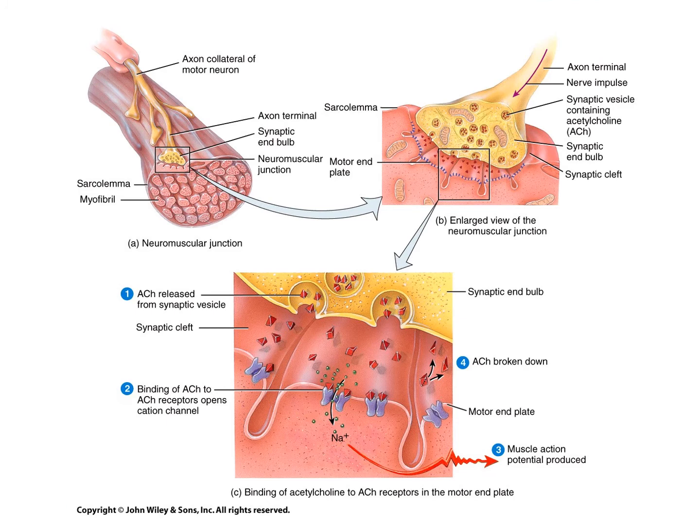In this diagram, we have the structures associated with the neuromuscular junction. On the left, we have an axon collateral of the somatic motor neuron. So this is a branch of the axon that further branches into axon terminals, and the axon terminals widen into synaptic end bulbs that store neurotransmitter in synaptic vesicles. That is enlarged at the top right. All right, so there we have the synaptic end bulb with the synaptic vesicles containing acetylcholine.